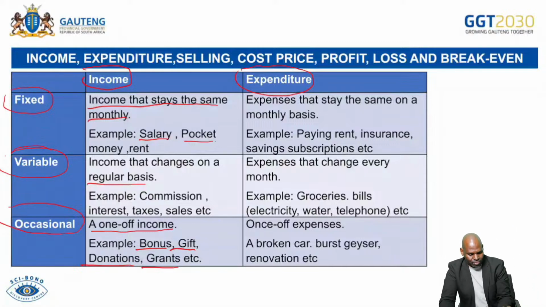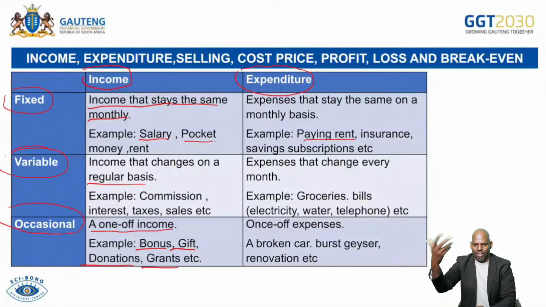Then with the expenditures, if we say fixed expenditures, we are talking about expenses that stay the same on a monthly basis. In other words, you know exactly how much you're going to use for this item, or for this service. So you're going to pay the same amount. For example, if you have to pay rent, you are paying the same amount every time. You know exactly that next month I'm going to pay this amount, and the following month I'm going to pay this very same amount.